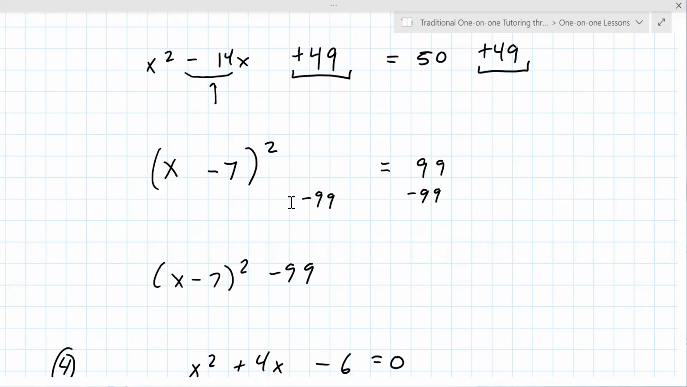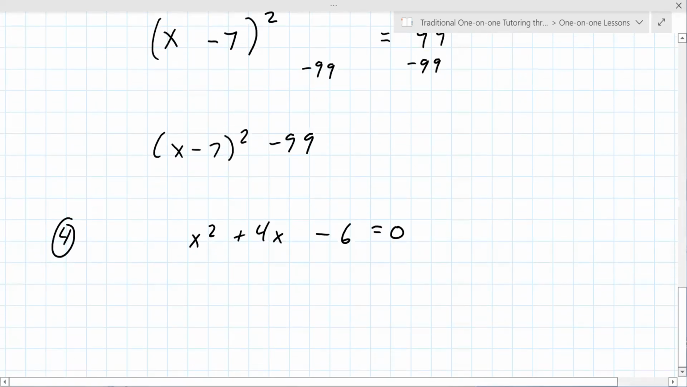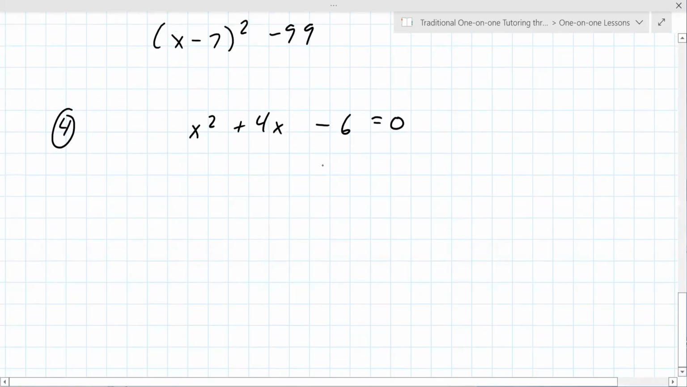Actually, yeah, I want to do this again. Okay. So the first thing is to add 6 to both sides. So that you get this: x squared plus 4x, leave a space, equals 6. What number should you be focusing on now?